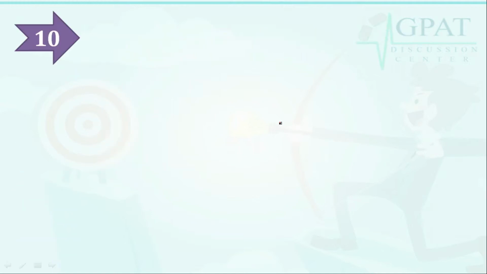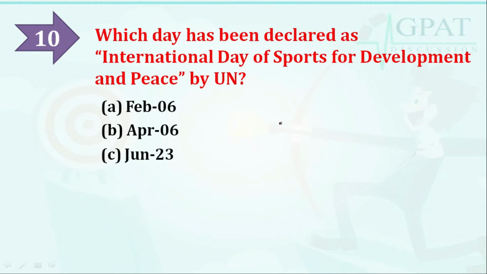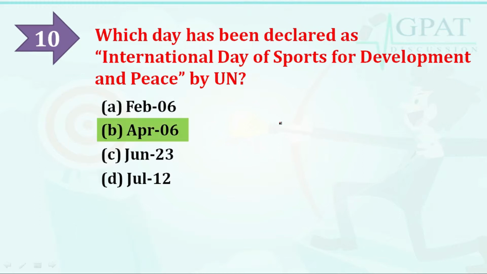So next question is, which day has been declared as International Day of Sports for Development and Peace by UN? The options are, option A is February 06, option B is April 06, option C is June 23rd, option D is July 12. So which day has been declared as International Day of Sports for Development and Peace by United Nations? So the correct answer is April 06.